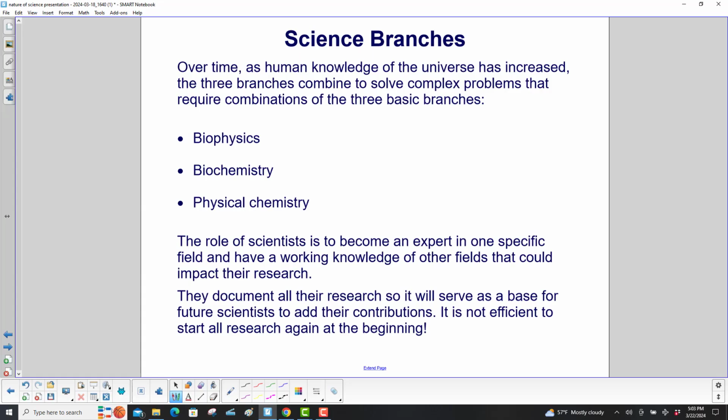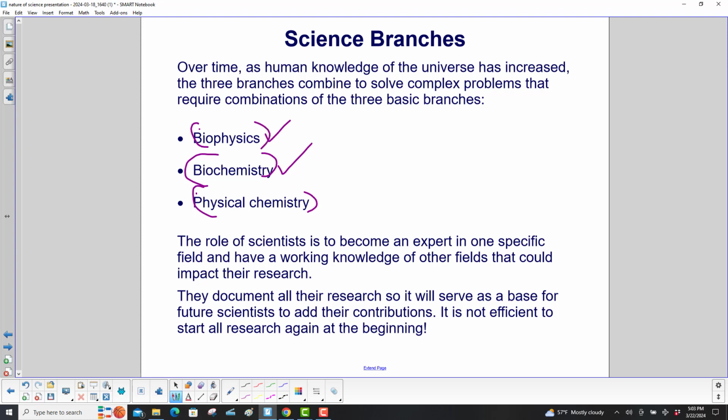Over time, as human knowledge of the universe has increased, the three branches combine to solve complex problems that require combinations of the three basic branches. An example is biophysics, biochemistry, this would be the combination of biology and chemistry, and physical chemistry, physics and chemistry, and up here, biology and physics.